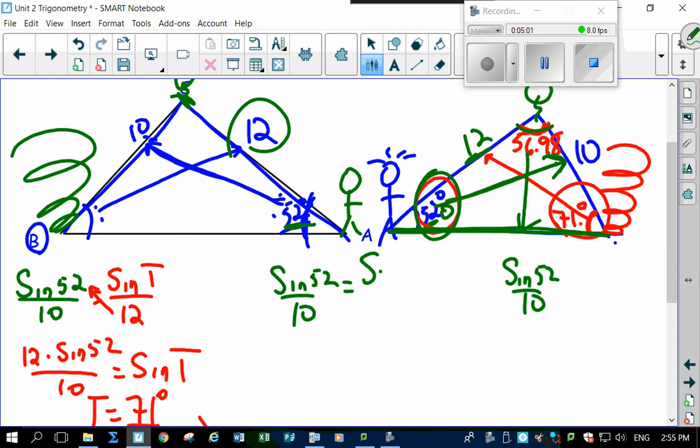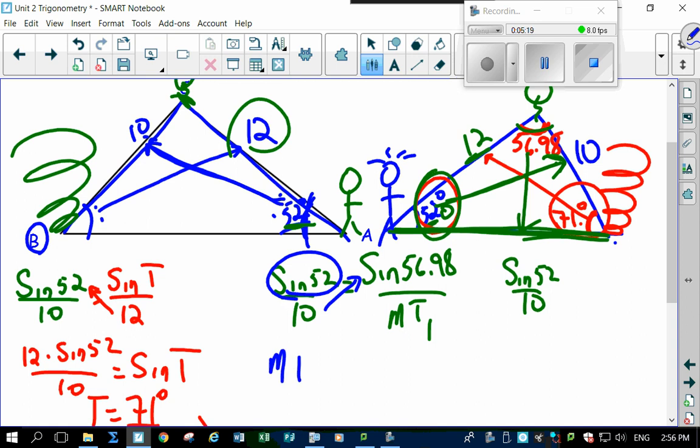This goes with the sine of this 56.98, over our distance from meteorologist to tornado. There's meteorologist to tornado 1. Okay, cross multiply again. 10 times that divided by sine 52. So meteorologist to tornado 1 is 10 times the sine of 56.98 divided by sine 52.